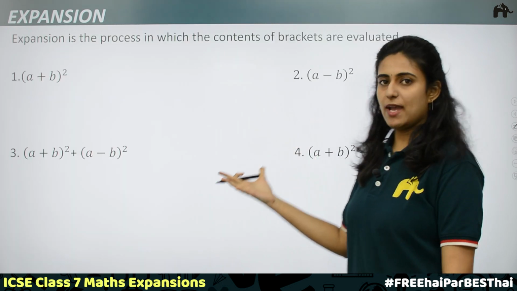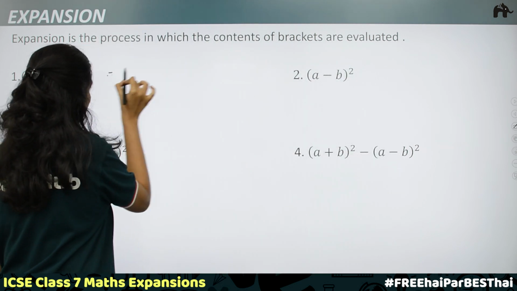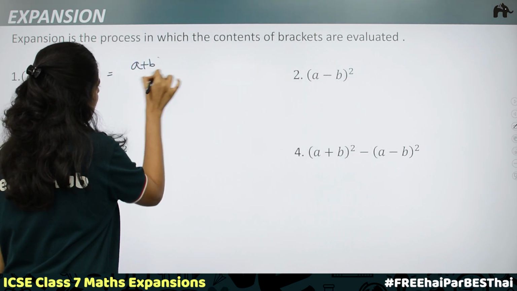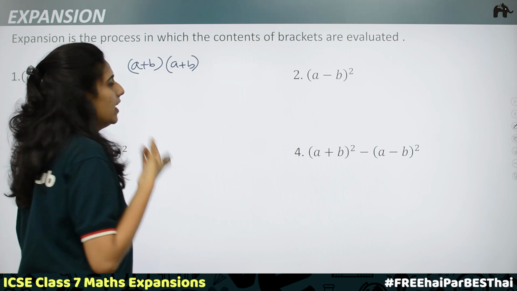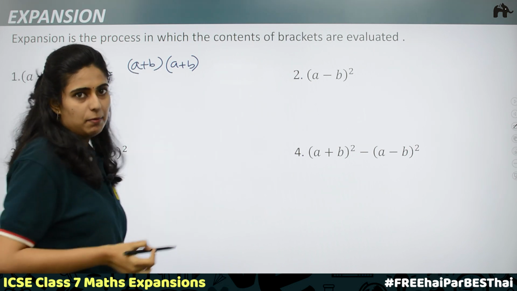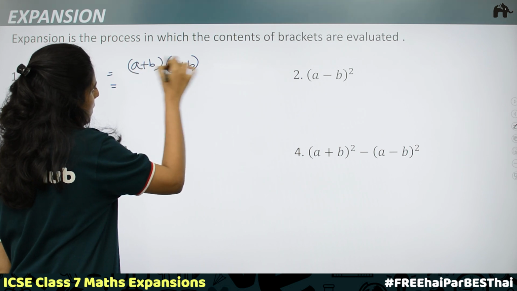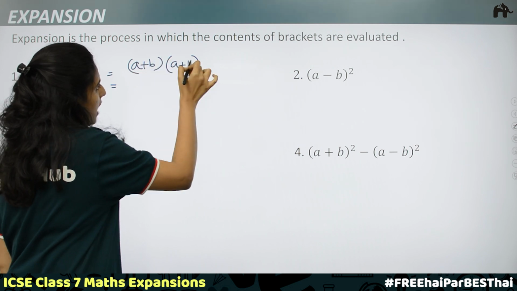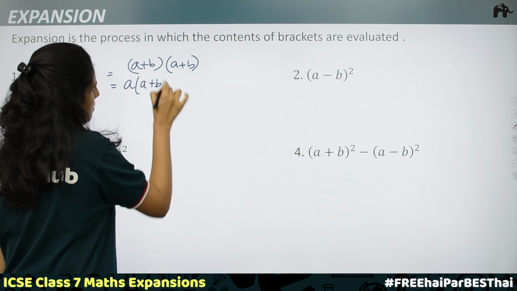Let us try to expand this. First, we have a plus b whole square. What is a plus b whole square? It is a plus b into a plus b. 2 square is 2 into 2. 3 square is 3 into 3. Therefore, a plus b whole square will be a plus b into a plus b. Here, this a will be multiplied with a and b. Yes, this can be written as a into a plus b.